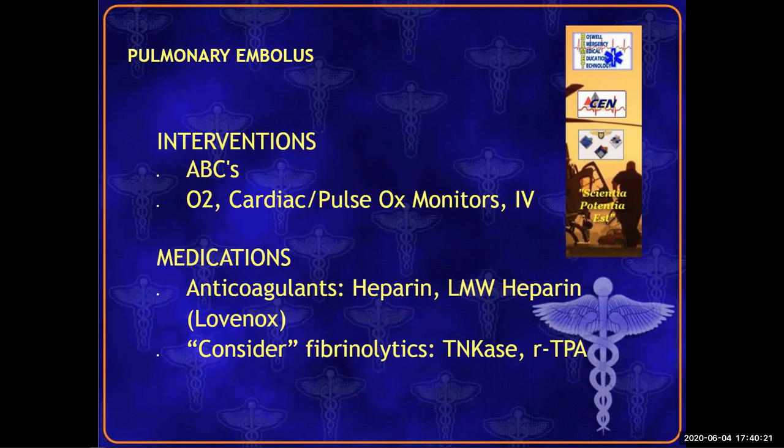And what you're basically doing is saying, they just crashed. They've got a large obstructing PE. That must be what was fixing to kill them. Consider the TPA. So we don't want to give it willy-nilly, just because we're coding somebody. Let's look for the evidence.